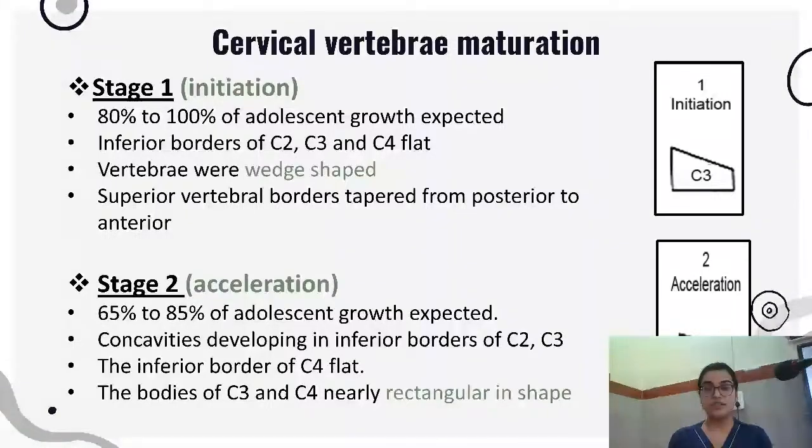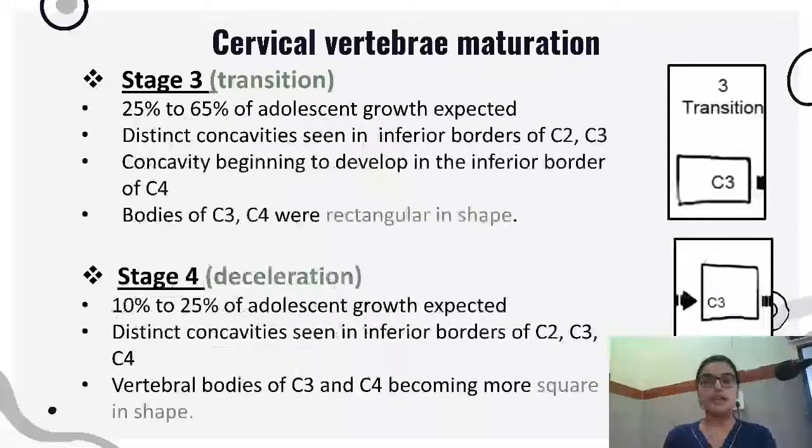Stage 3 is the stage of transition. 25 to 65% of adolescent growth is still expected. Distinct concavities can be seen in the inferior borders of C2 and C3, and concavities are beginning to develop in the inferior border of C4. And the bodies of C3 and C4 are rectangular in shape in this stage.